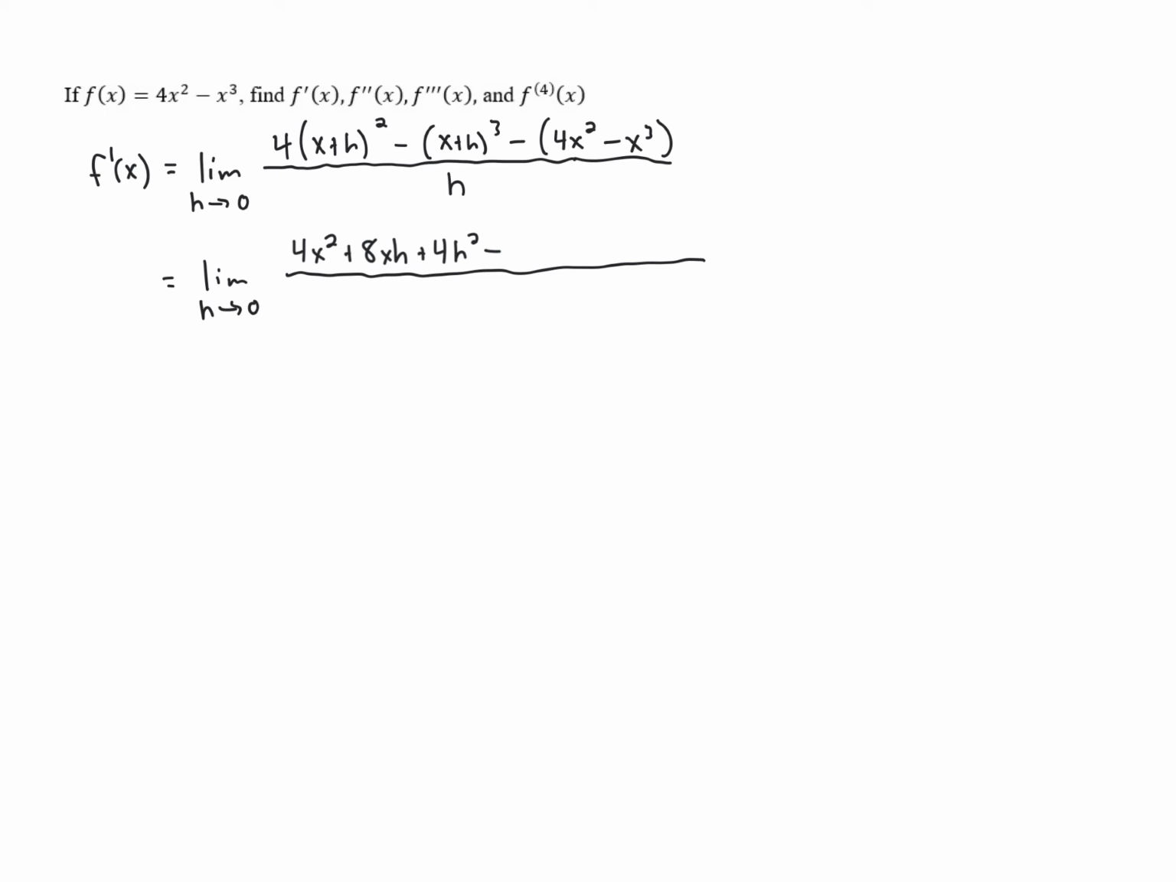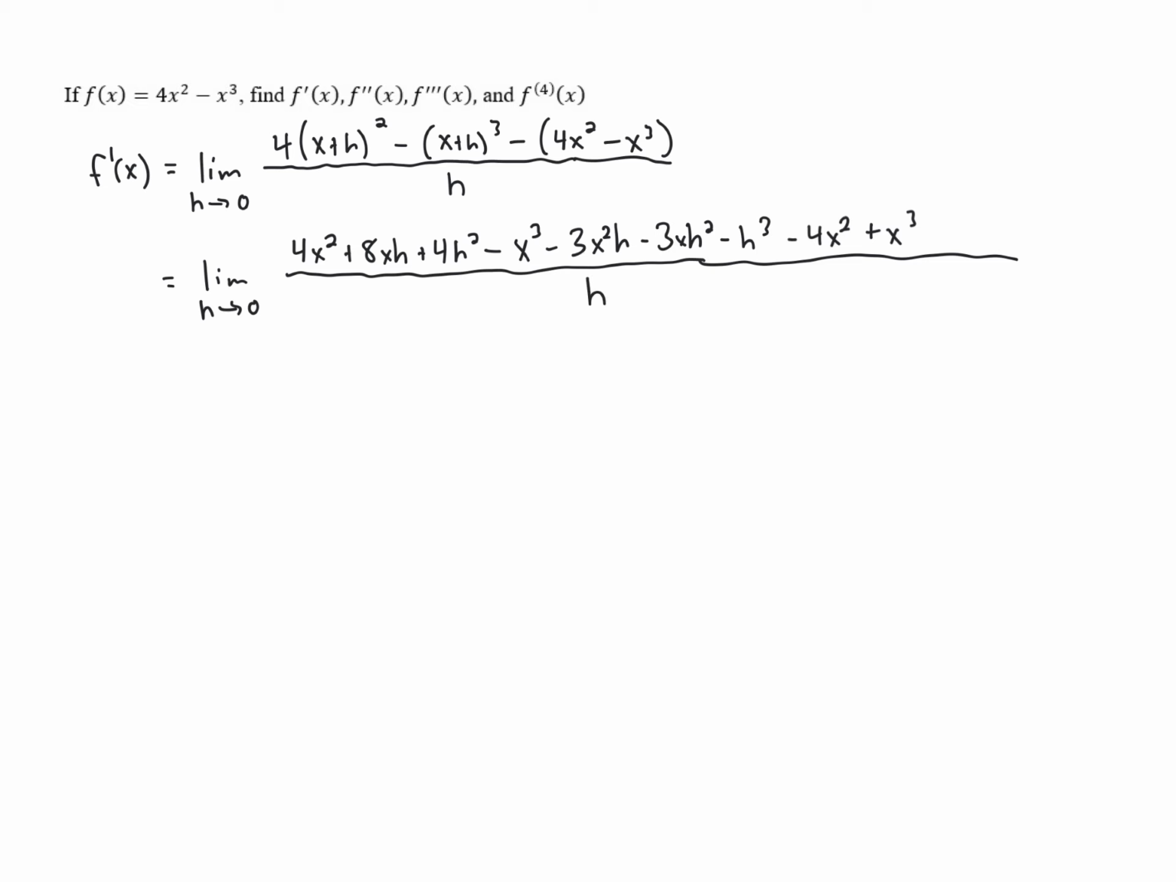And then we've got to subtract x plus h cubed. This is a calculation I've done at least once already for this class. I'm not going to write it all out again. It's going to be x cubed, and all of these are going to be minus because we're subtracting this, minus 3x squared h minus 3xh squared minus h cubed. And then we are distributing the subtraction to each of those terms, so it's going to be minus 4x squared, and then plus x cubed all over h.